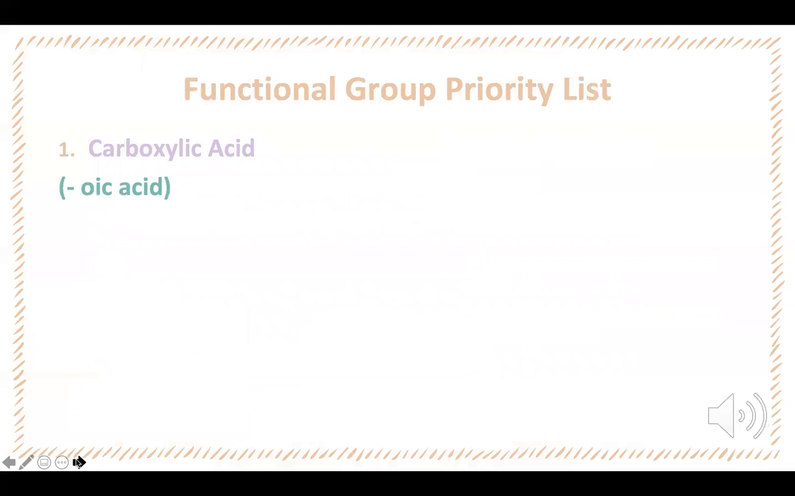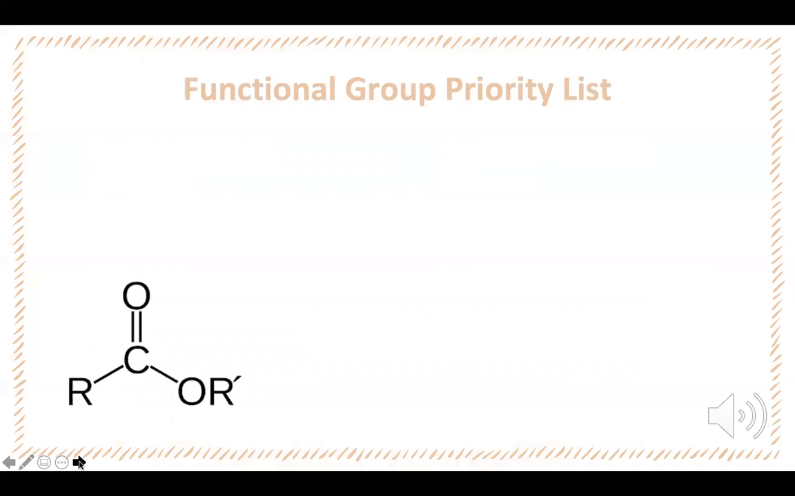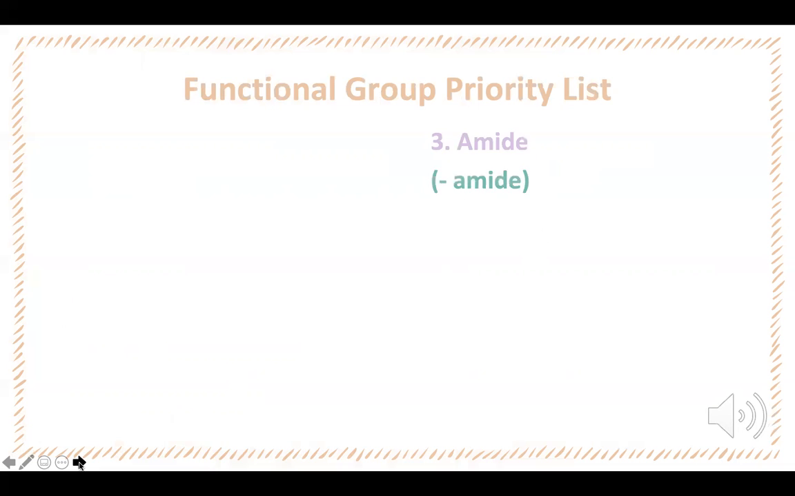Did you forget the functional group priority list? Let's go through it. First, we have carboxylic acids with the ending oic acid, then esters with the ending -ate. Next, amides with the ending amide. Fourth, we have aldehydes with the ending al. Then, ketones with the ending one. Next, alcohol with the ending ol.